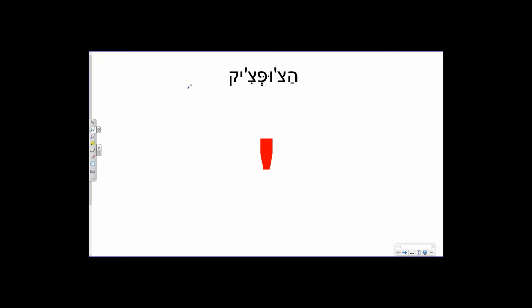Shalom Chaverim. Today we're going to be learning about the Chupchik. The Chupchik is kind of like a comma, or a symbol that you add to certain letters in the Hebrew alphabet in order to make sounds that don't actually exist within the Hebrew alphabet.